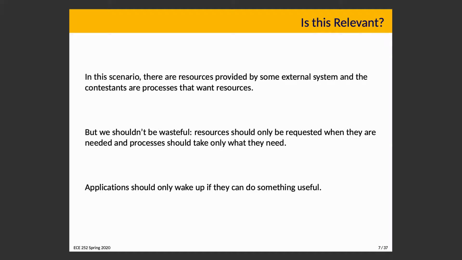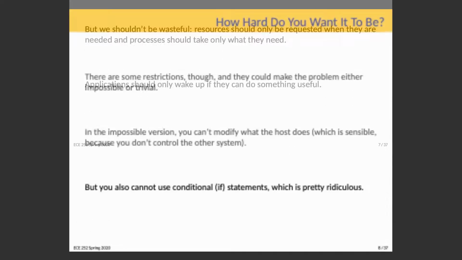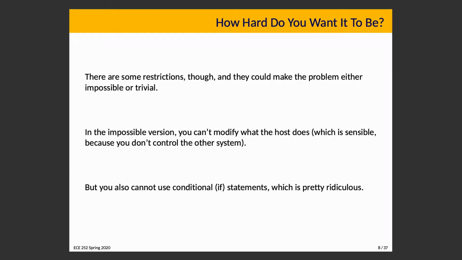So, with a baseline understanding of this program, we could think about how we would go about making it in an implementation. You have to make some decisions, and our decisions could make the problem either trivial or impossible. So how hard do you want this to be? We want to choose a reasonable difficulty, but let me motivate a little bit our choices for this problem. In the impossible version, you can't modify what the host does.